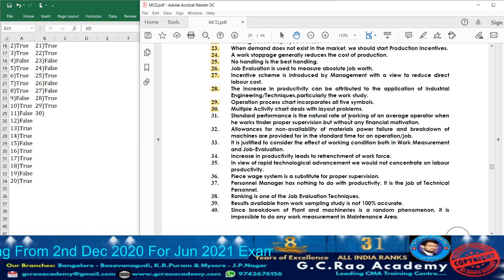Usually they are going to utilize what? Multiple activity charts, meaning which particular laborer has performed which job. To record that, they usually use multiple activity charts. Here what they are telling? Multiple activity chart deals with layout problem.